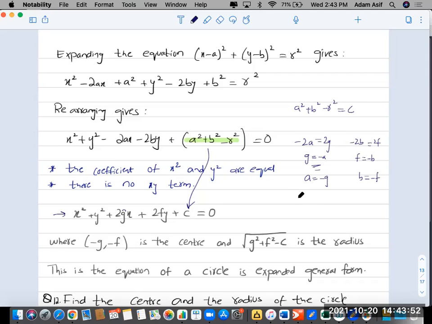So if c is equal to a square plus b square minus r square, तो a value is minus g का square, b क्या है? minus f है, minus f का square minus r square equals to c. c is going to be equal to g square plus f square minus r square. So what is r square going to be equal to? r square is going to be equal to g square plus f square minus c, and then they have taken the square root. So r is basically the under root of g square plus f square minus c.